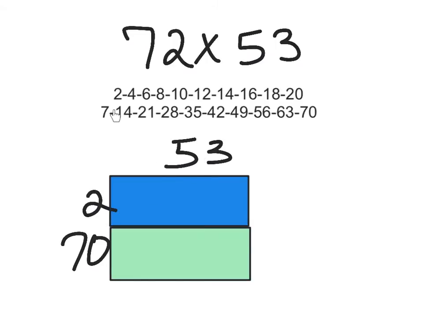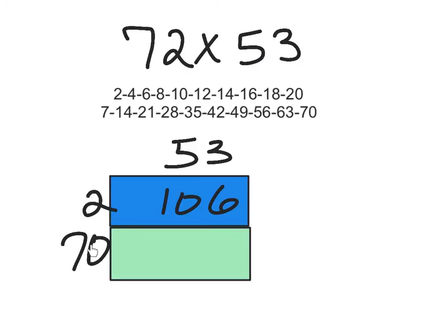2 times 3. I'm going to just come up here and go 3 places. 1, 2, 3. Well, that's 6. So I'll drop a 6 right there. Bam. And now I'm going to move on to 2 times 5. 1, 2, 3, 4, 5. That gives me 10. So I'm going to drop the 10 right there. I get 106. That is lovely, my friends.